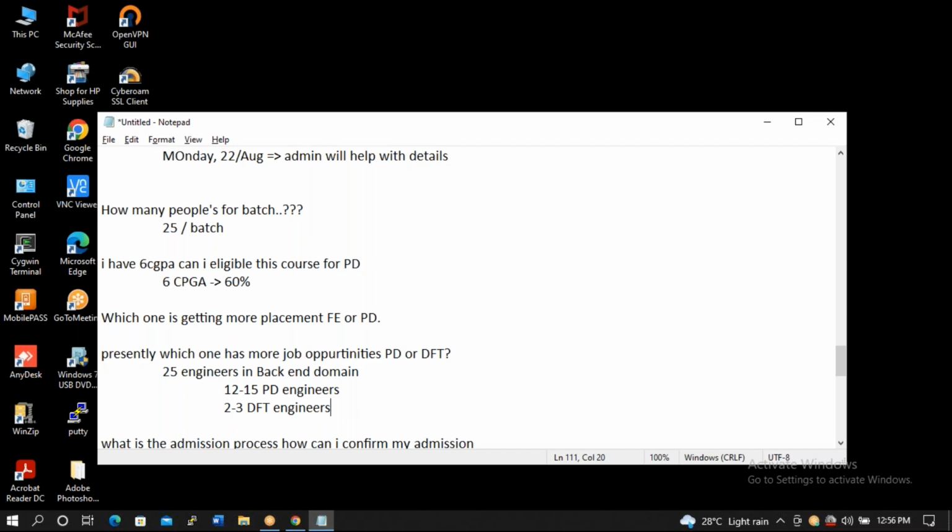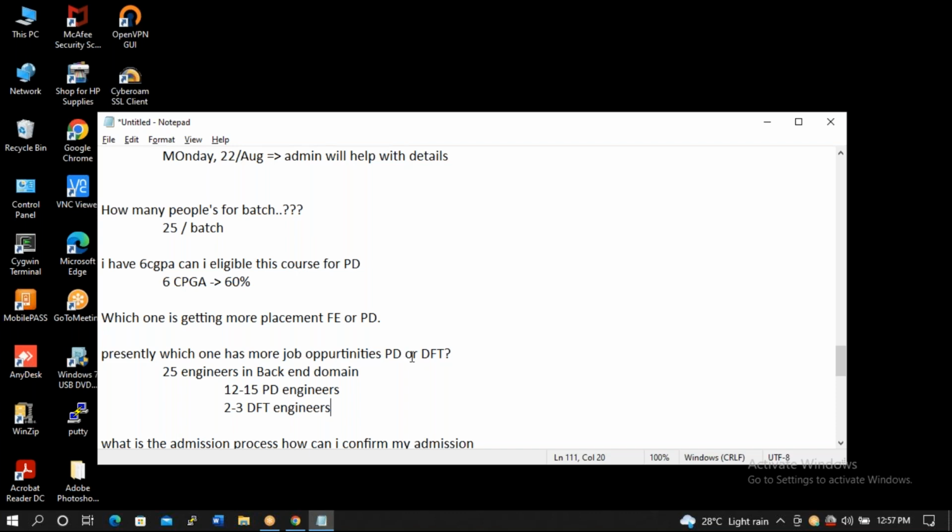PD. But then there are a lot of people who join PD training also. How many institutes are there for physical design training in Bangalore? At least 10 institutes. How many institutes are there for DFT in Bangalore? 2 or 3 maximum. And the number of people who enroll for DFT is also less than that. So naturally, they balance. Just because there are 2-3 DFT opportunities, there will be fewer people available in the DFT market.